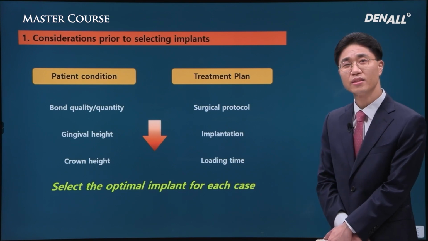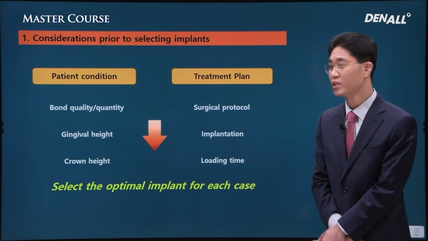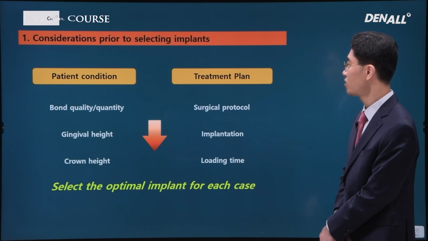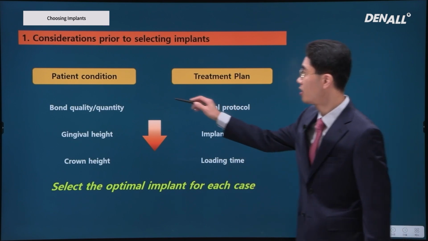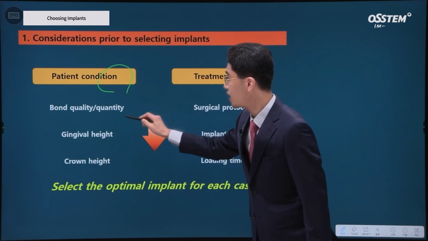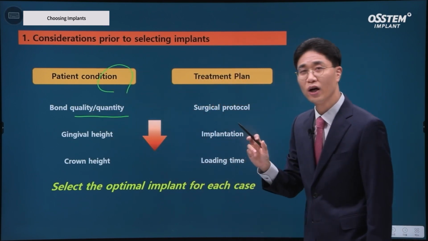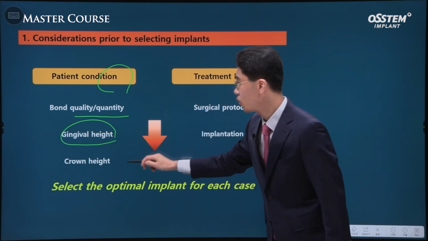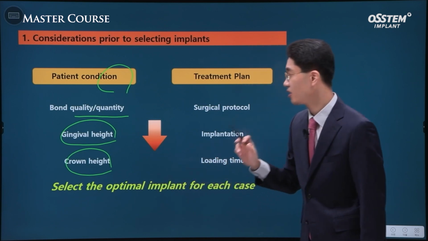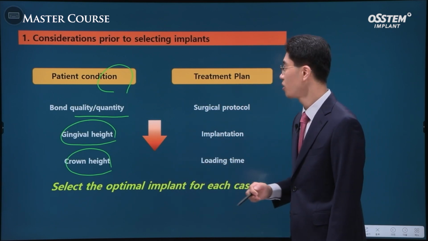What kind of implant to choose and to place? There are many considerations to make. We need to look at patient condition, bone quality and quantity, and soft tissue. Crown height should be considered.